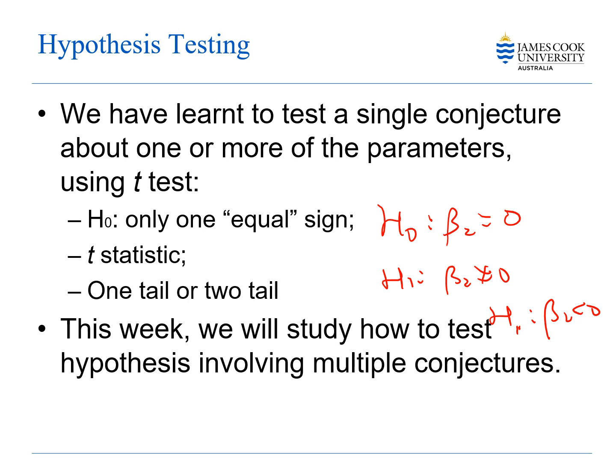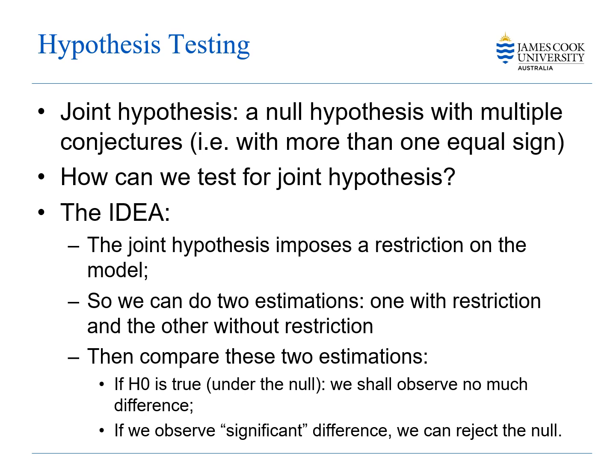In this week, we will study how to test a hypothesis that involves more than just one conjecture. So more than one, here we have one equal sign. Now, our null hypothesis will consist of more than one equal sign. We call this a joint hypothesis. It's a null hypothesis with multiple conjectures, with more than one equal sign.